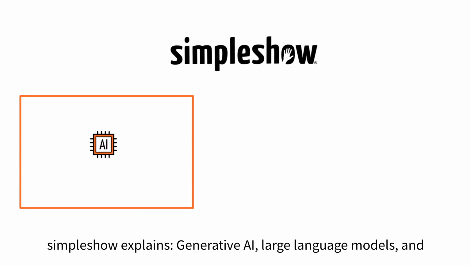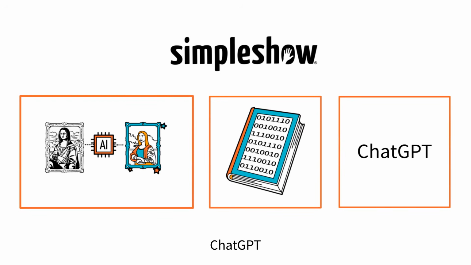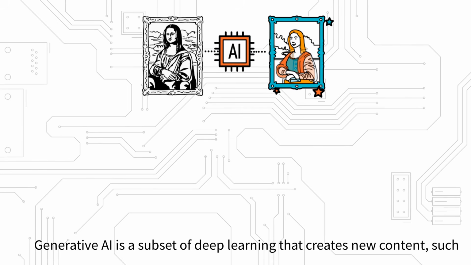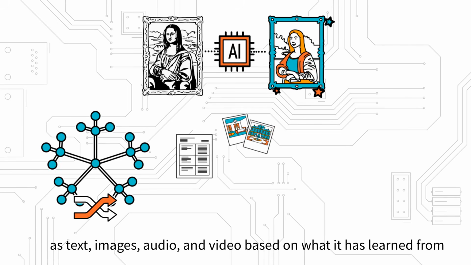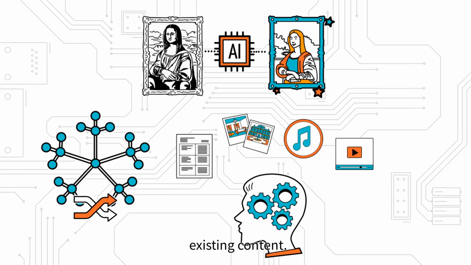simpleshow explains Generative AI, Large Language Models, and ChatGPT. Generative AI is a subset of deep learning that creates new content, such as text, images, audio, and video, based on what it's learned from existing content.